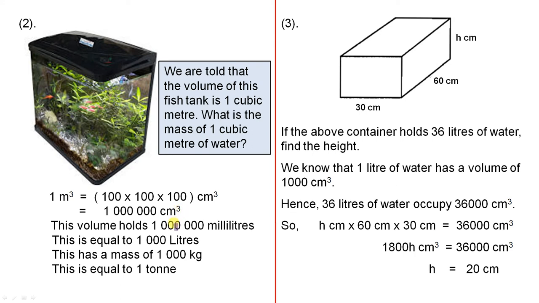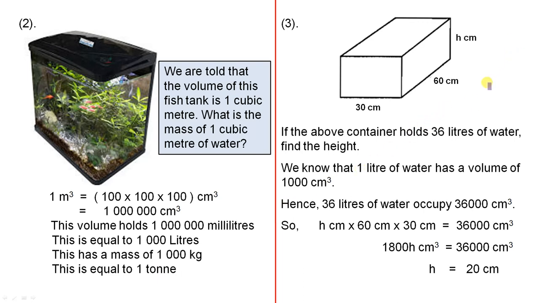This volume holds 1 million millilitres. This is equal to 1,000 litres. So this has a mass of 1,000 kilograms, because 1 litre of liquid or water has a mass of 1 kilogram, so 1,000 litres of water has a mass of 1,000 kilograms, and this is equal to 1 tonne.